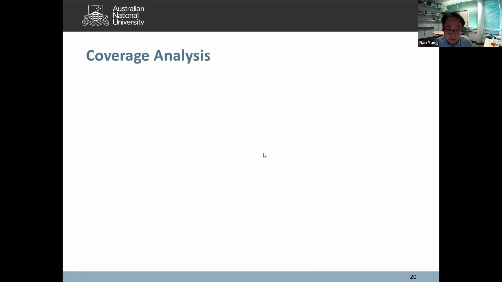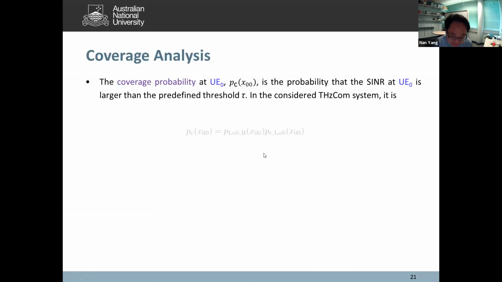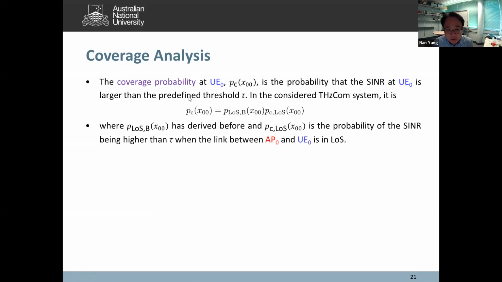So after these two results, we proceeded with the coverage analysis. In our system, the coverage probability at the target user is defined as the probability that the SINR of this user is larger than the predetermined threshold. So in this case, mathematically speaking, it is given by the product of two things. One is the line of sight probability. One is the probability that the SNR is higher than the threshold when this link is line of sight. So it is given by the product of these two probabilities.